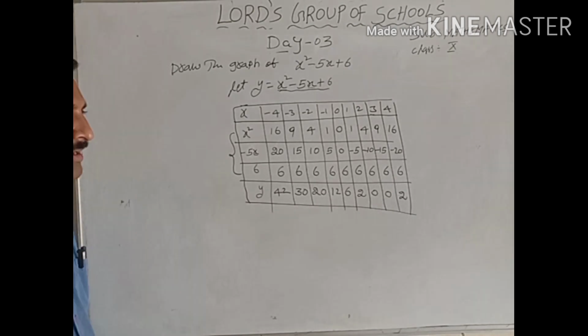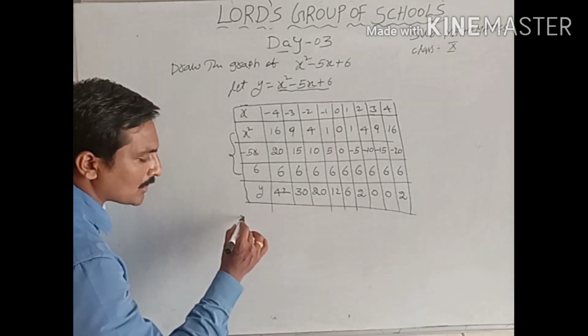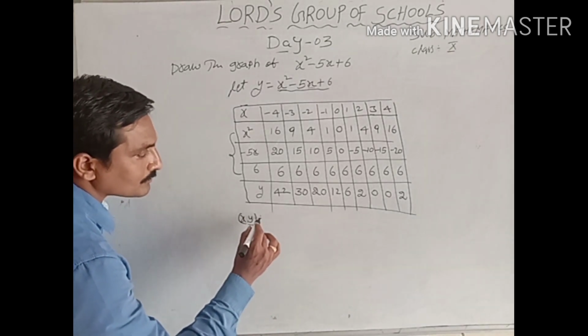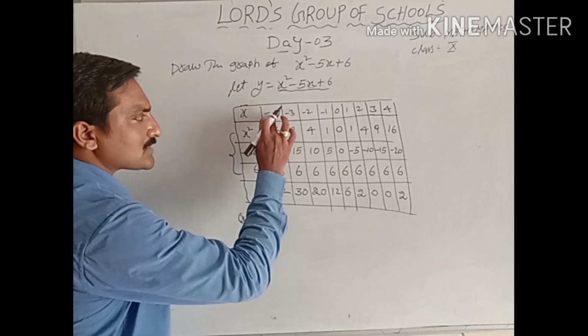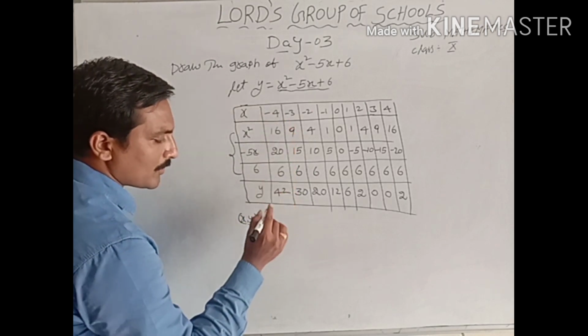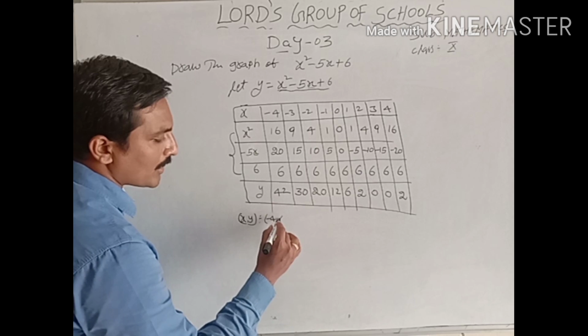So the y values are completed. After that, you have to write the ordered pairs from this table. When you take minus 4 in place of x, you get 42. So, minus 4 comma 42.